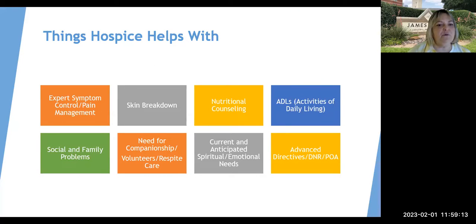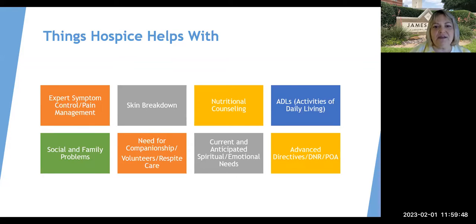Some things that hospice help with. They are experts in symptom control and pain management. I've got a video I show again during my 11th hour training where we say, if someone says that the pain is so bad it cannot be controlled, we've done everything, then they haven't done everything. It can be controlled. We should be able to control the pain and the symptoms in this day and age. That's what hospice is about, is comfort measures.